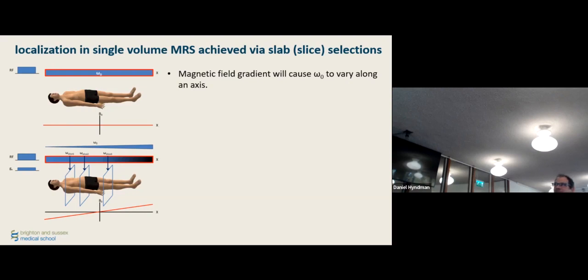If we increase the frequency to match with the magnetic field here, which is slightly higher, we move the slice to that region. So that's the basic principle: application of a radio frequency pulse simultaneously with the magnetic field gradient allows us to select the slice.